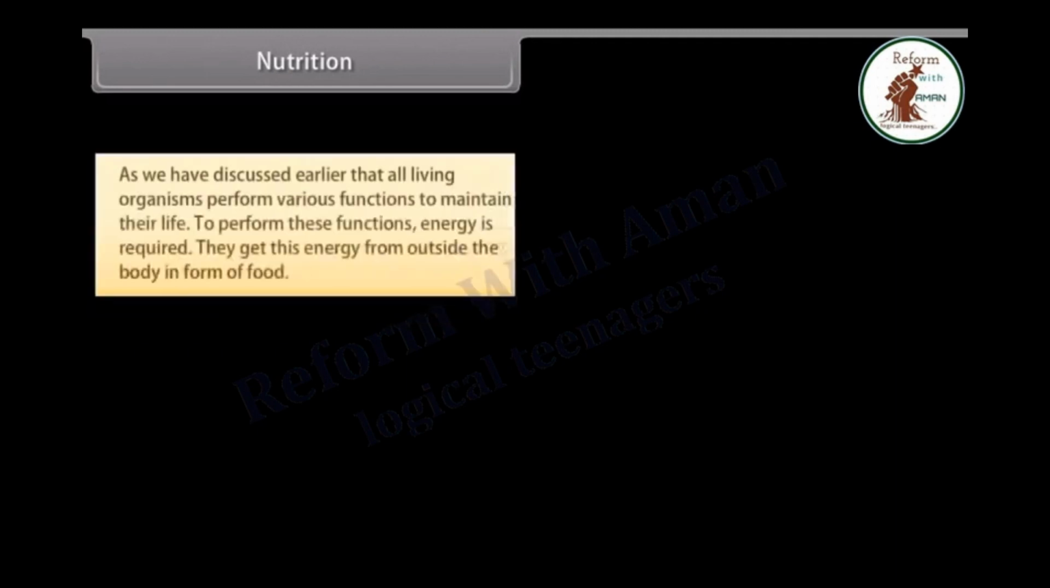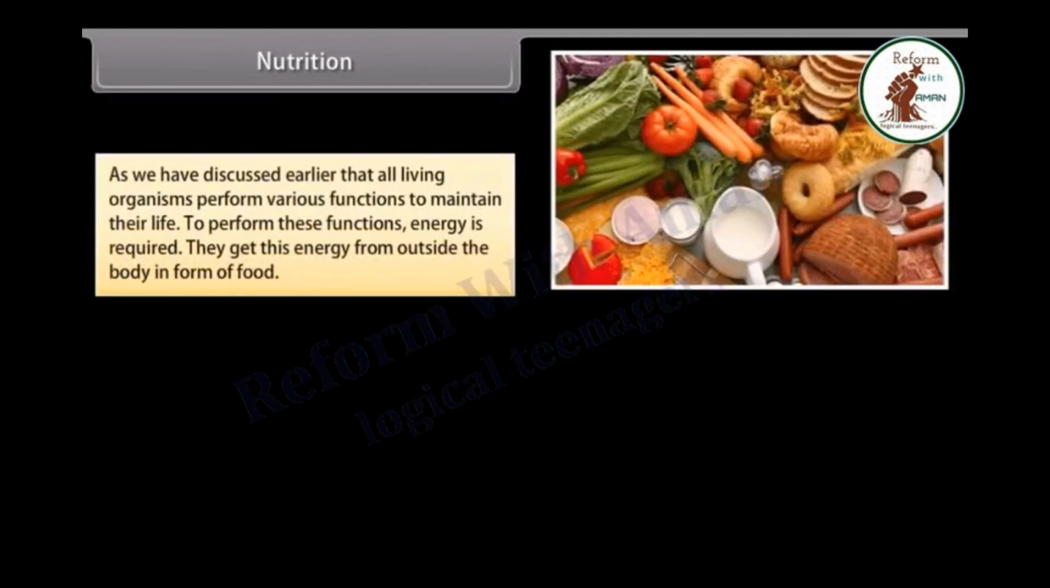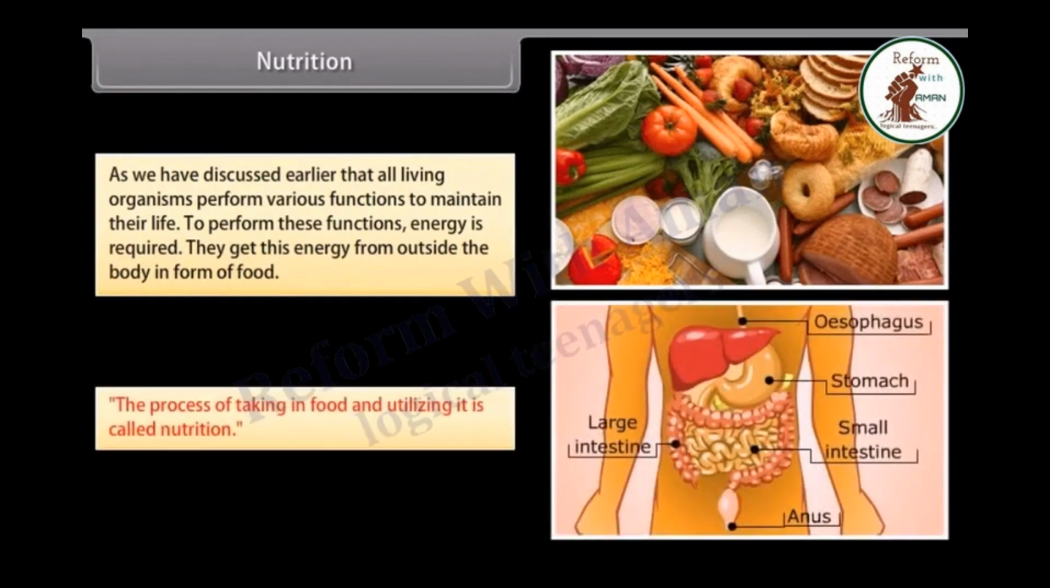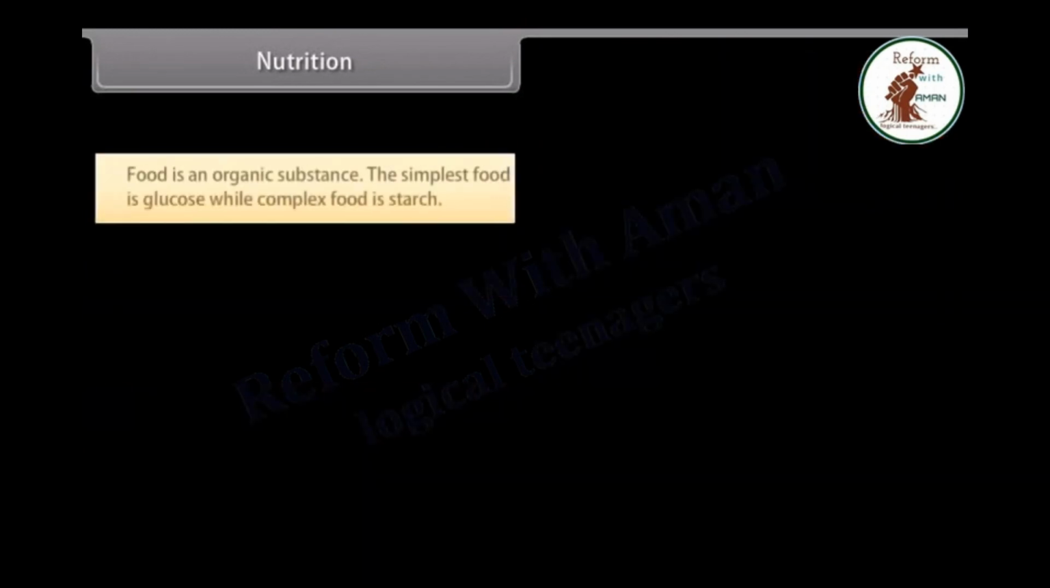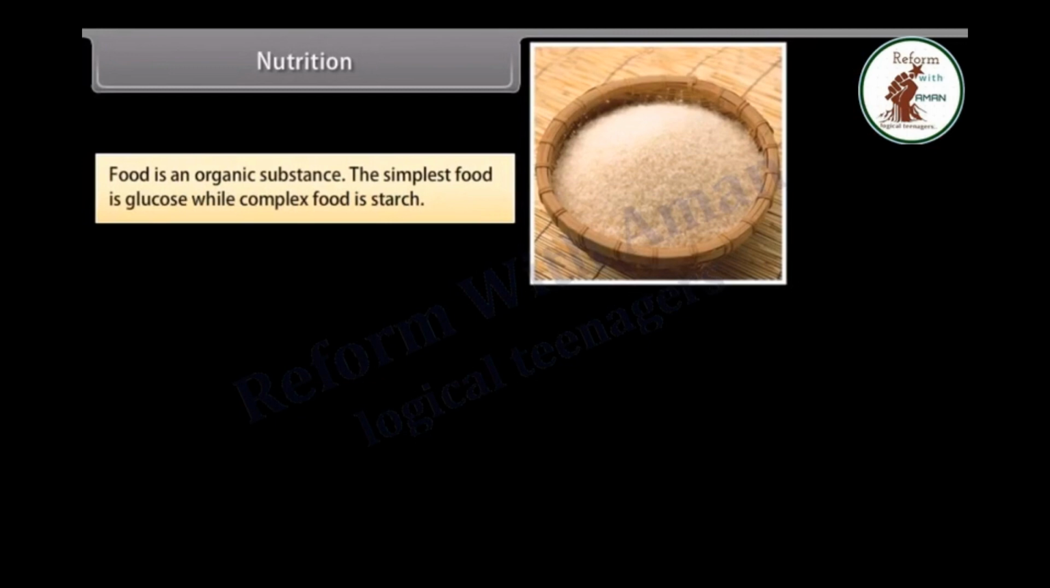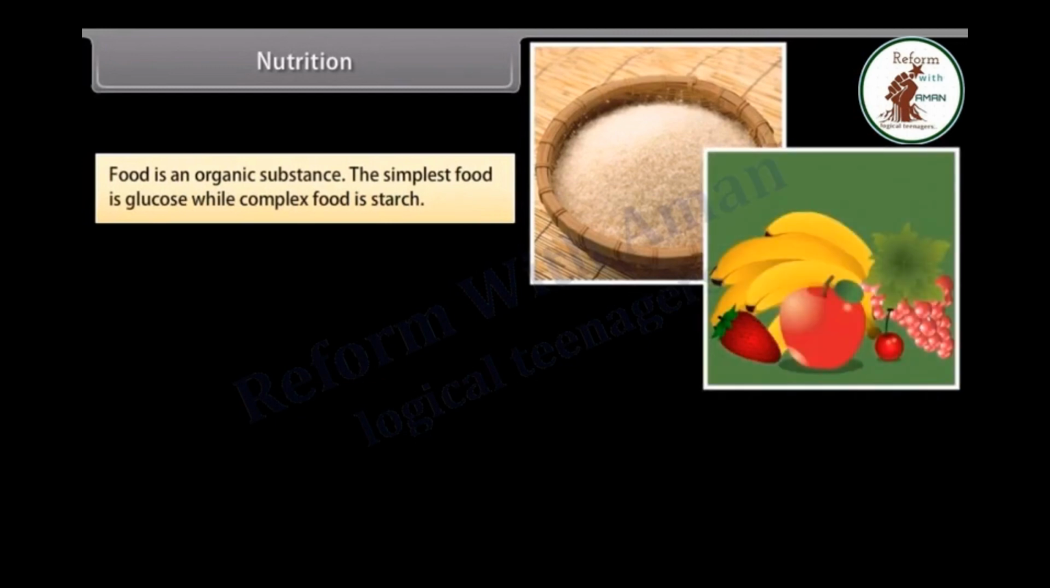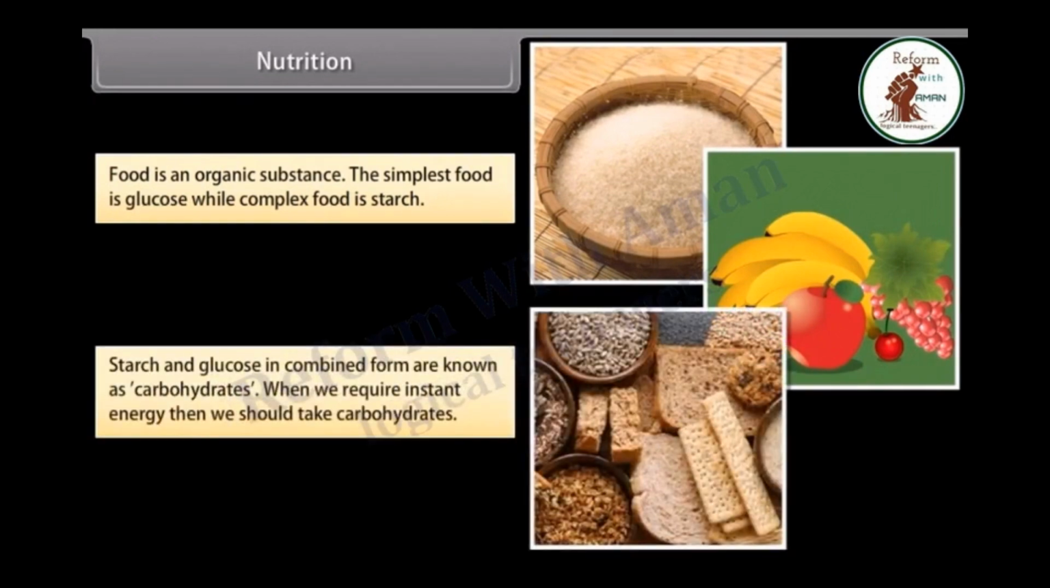Nutrition. As we have discussed earlier that all living organisms perform various functions to maintain their life. To perform these functions, energy is required. They get this energy from outside the body in form of food. The process of taking in food and utilizing it is called nutrition. Food is an organic substance. The simplest food is glucose, while complex food is starch.